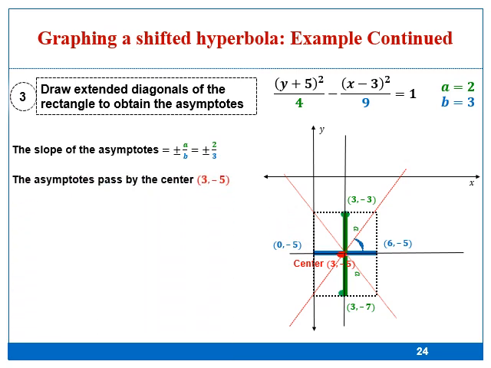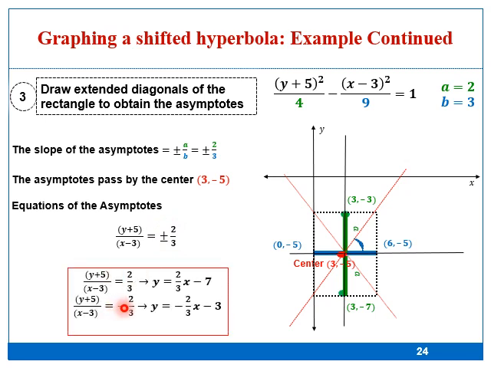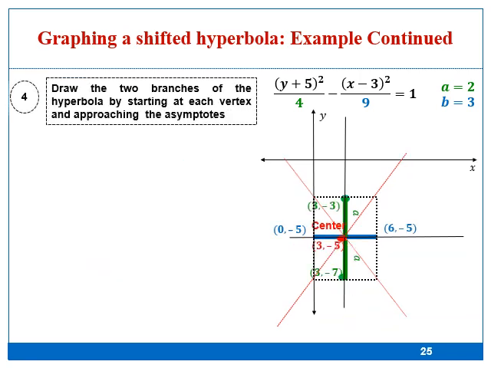To get the equation of these two straight lines, for example, this straight line passes through the point 3 and -5, and it has a positive slope of 2 over 3, so we can use the point slope formula, which is y minus 5 over x minus 3 is equal to the slope. This will give these two straight lines, one time for the plus and the other for the minus, and we can simplify to get the equation of the two asymptotes. Finally, we'll draw the two branches of the hyperbola. We start from the center and approach the two asymptotes.